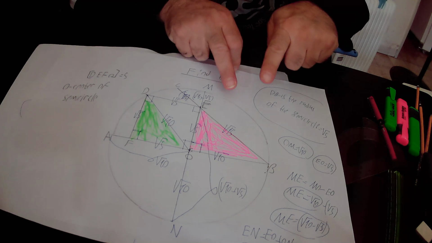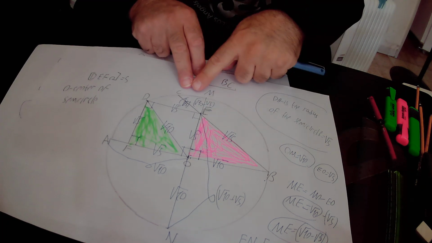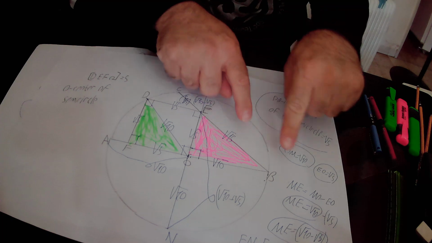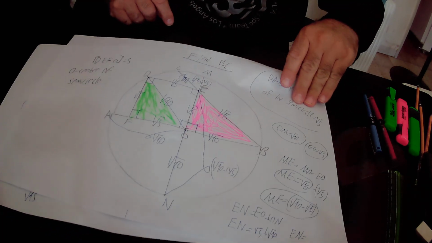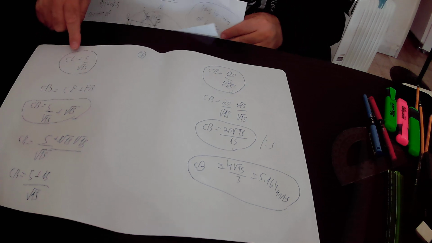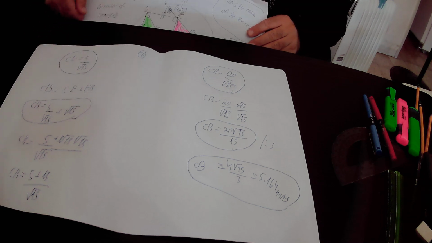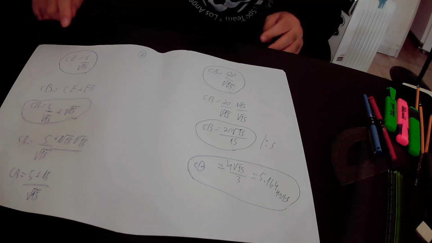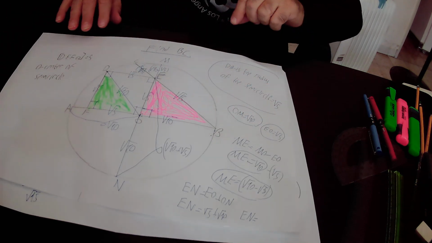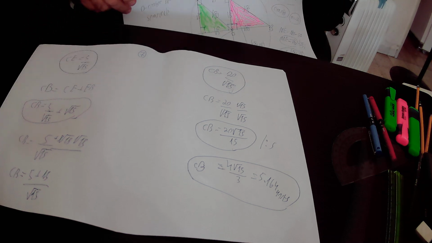And what is the value of the line segment that we are looking for? That is to say, line segment CB. Line segment CB equals CE plus EB. We have already found out that CE equals 5 over square root of 15 and EB equals square root of 15. So the answer to the question is that this line segment CB equals 5 over square root of 15 plus square root of 15.